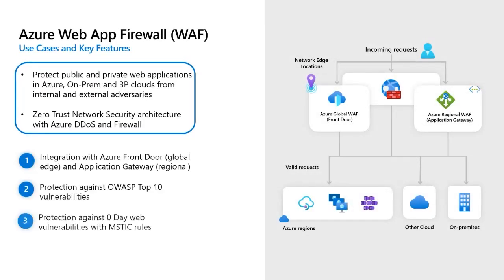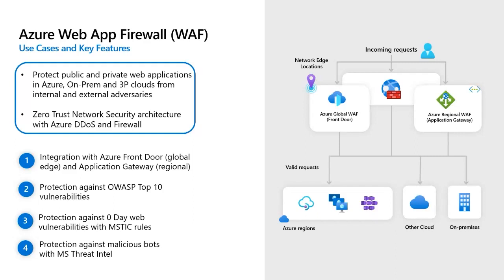So let's just get ourselves familiarized with the Azure WAF to better understand the technique we're discussing today. So the Azure WAF is a layer 7 firewall that provides centralized protection of your web applications, both internal and external facing, from common vulnerabilities. These applications can be in Azure, on-premises, or even another cloud provider. When enabled with services such as Azure DDoS Protection and Azure Firewall, the Azure WAF can be used to implement a zero trust network security architecture in the Azure cloud.